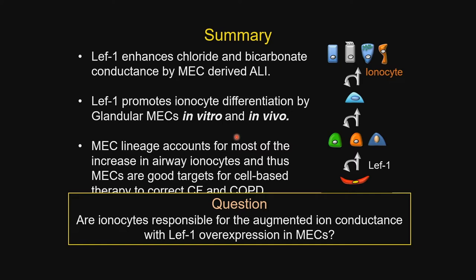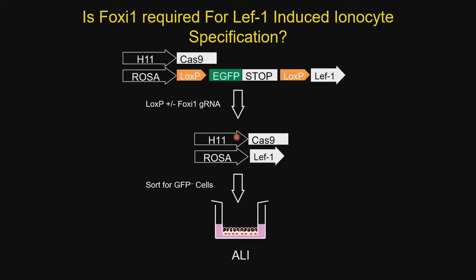There is clear association or clear correlation, but is there a cause-result relationship here? So to tackle that, we went ahead and overexpressed LEF1 in myoepithelial cells, and at the same time, we prevented ionocyte differentiation. As has been shown by multiple studies from J.R. Jagobal Lab and others, FOXI1 is a master regulator of ionocyte differentiation and specification. So we went ahead and overexpressed LEF1 and knocked out FOXI1.